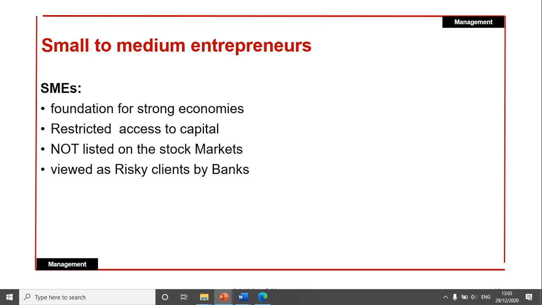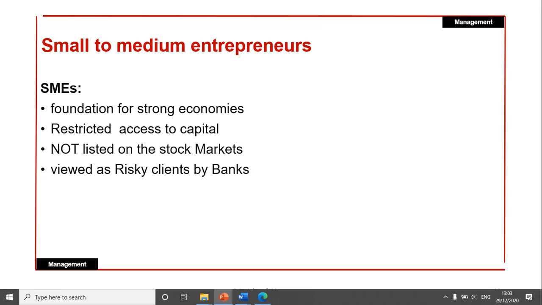So we want to appreciate the fact that SMEs are here to stay, number one. And we want to also appreciate the fact that SMEs form a significant part of any progressive country's economy. Why do we say so? Research shows us that SMEs form the foundation of strong economies across the world. But we also see that SMEs normally do not have wider access to capital, so they've got restricted access to capital, particularly during this time of the pandemic.